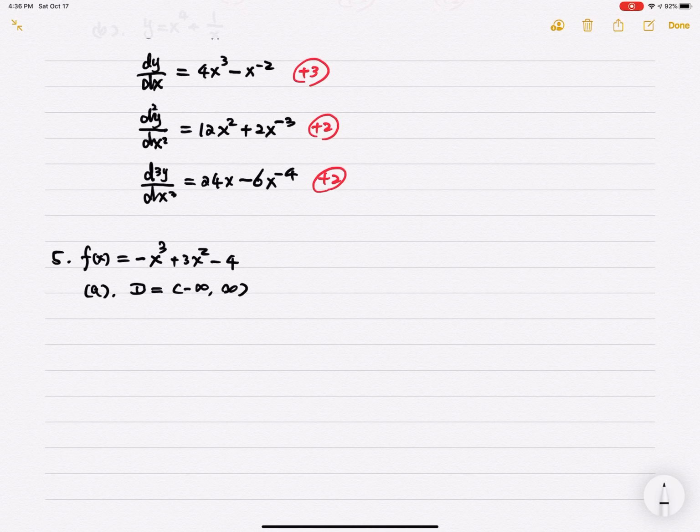Then we say y-intercept, because it's easy to calculate. Y-intercept, when you let x equal to 0, y equal to negative 4. Now, x-intercept, well, we need to think about it a little bit. Okay, so here, let's put it here, x-intercept.